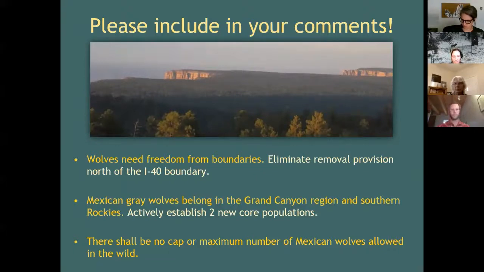They need to actively establish these two new core populations in the Grand Canyon region and Southern Rockies to help further their recovery over time. And there should be no cap or maximum number of wolves allowed in the wild.